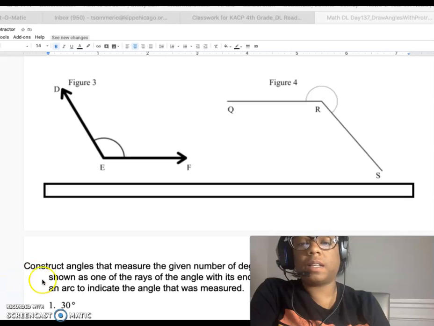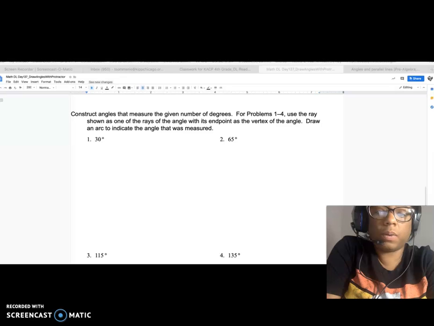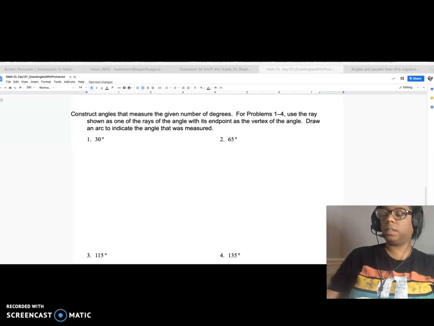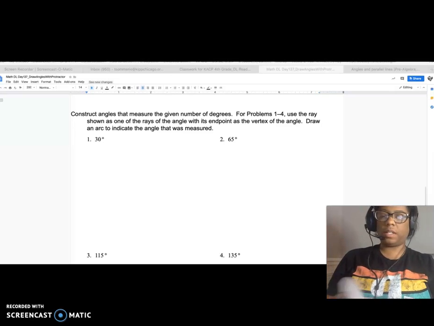Let's keep it moving, guys. Next page is asking us to construct angles that measure the given number of degrees. For problems number 1 through 4, we're going to use the ray that's shown as one of the rays of the angle with its endpoint at the vertex of the angle. So we're going to draw an arc to indicate the angle that was measured. Now, the way that would look is like this. So number 1 is asking us to draw an angle that is 30 degrees.